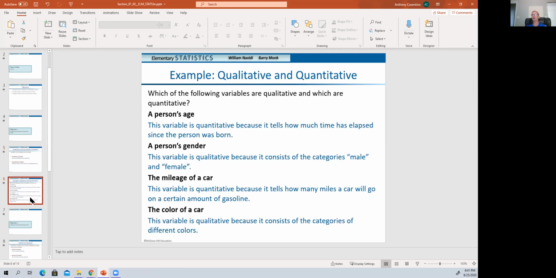So here's a few examples. A person's age is quantitative. There is a number associated with it. A person's gender would be qualitative because it ends up being some sort of category. Like the color of somebody's hair, that would be qualitative as well, just like the last one down there, the color of a car. And the second one from the bottom, the mileage in your car, again, it's a number associated with it. So that would be a quantitative value.